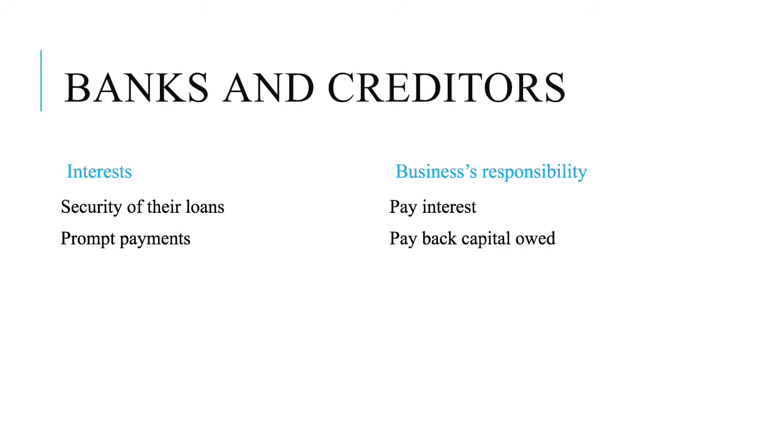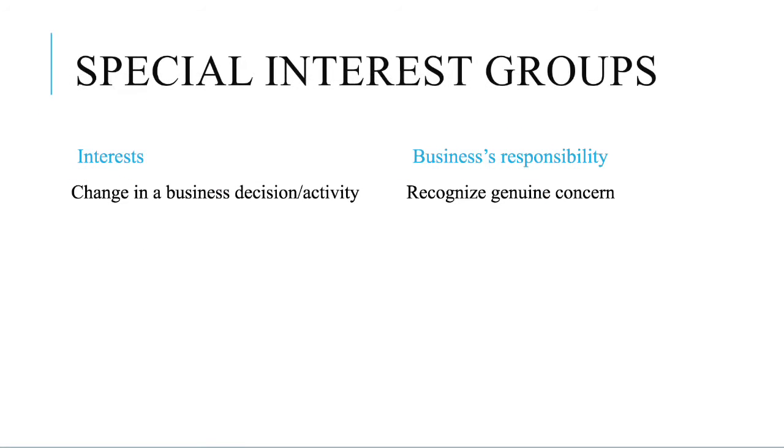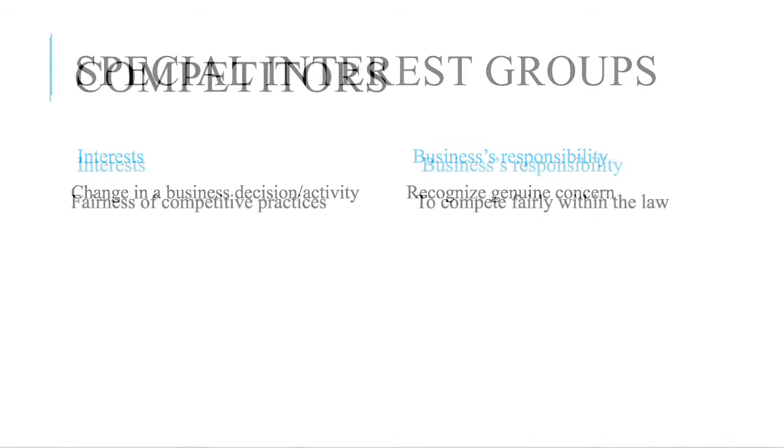Banks and creditors that provide loans to a business expect their loans to be paid back through timely payments. A business is responsible to pay interest on those loans and pay back the full amount of the loan. Special interest groups are groups seeking or receiving special advantages, typically through lobbying. A business should recognize a genuine concern brought on by special interest groups. A business does not have the responsibility to bow to every demand these groups make.